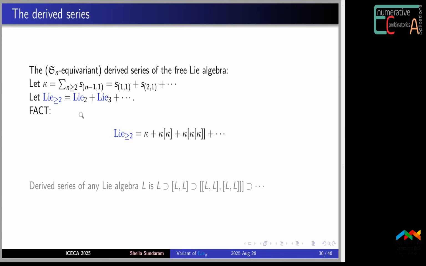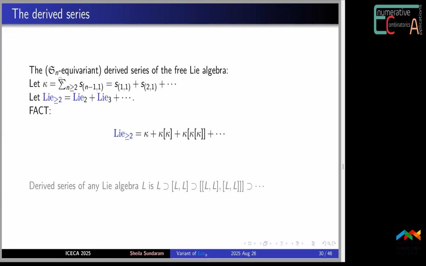Okay, so let me go on to the derived series. So what is this? Any Lie algebra has what's called a derived series, a descending series that you get by taking the Lie algebra L and taking the bracket of any element of L with any other element of L, taking the subalgebra generated by all those bracketings and then repeating that. So it's completely analogous to the derived series for a group, if you remember what that is, with commutator subgroups.